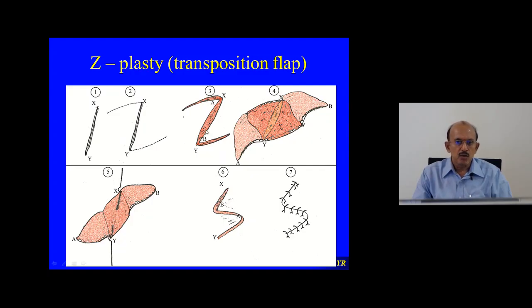And again, to construct these triangles, there are formulae. You have to base upon those formulae to construct these triangles. I will show you one video clip of the Z-plasty. You will get some idea.